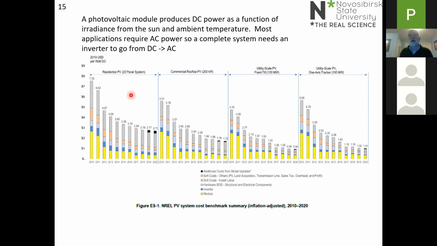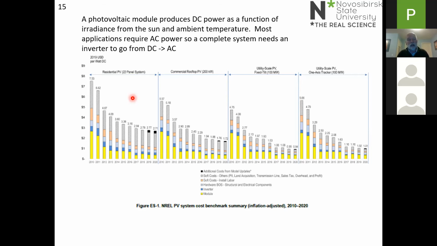And before going to talk more about the costs, just let me say a little bit about the significance of the module and the inverter. A photovoltaic module produces DC power. Now, that's the basic outcome of the photoelectric process. The amount of power that it produces is a function of the radiation, or the irradiance, is its correct name, from the sun, and the ambient temperature.